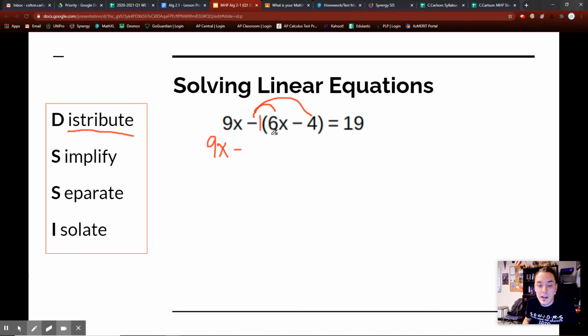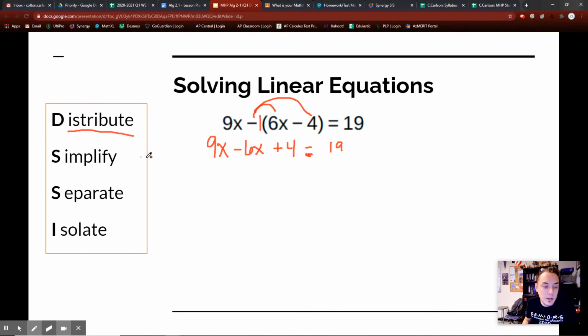And then minus -1 times 6x is minus 6x. -1 times -4, a negative times a negative, is positive. And then that becomes a positive 4 because 1 times 4 is 4. Negative times a negative gives me positive. And then the 19 is just chilling.